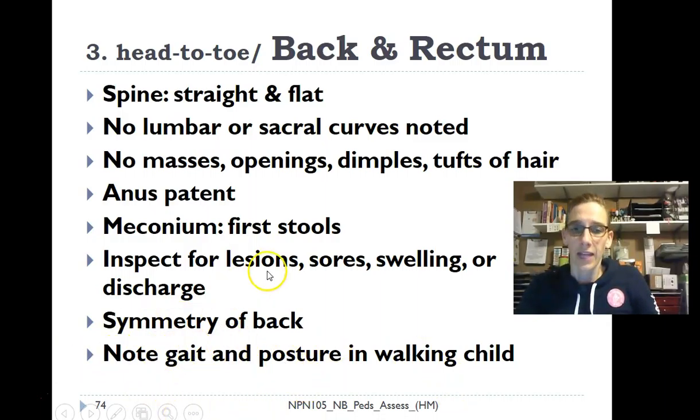Very first stools an infant has are called meconium. They're black, tarry, and very sticky. Difficult to clean up. Until they start getting some milk in them, formula or breast milk, that's what they've got. You're inspecting for lesions, sores, swelling, or discharge. Symmetry of the back for the older child, checking for scoliosis. Note their gait and posture in a walking child.